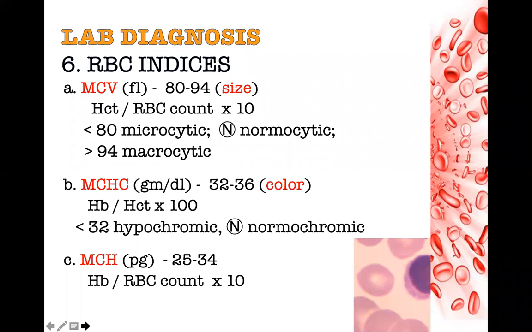Then MCH, on the other hand, is expressed in picograms. The normal value is between 25 to 34. The formula is hemoglobin divided by RBC count times 100.